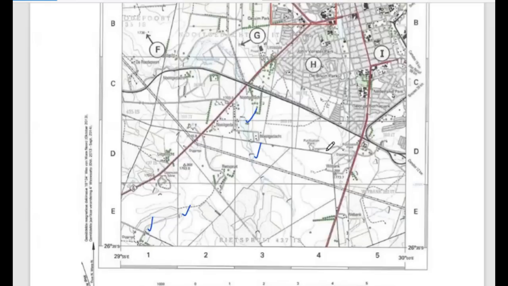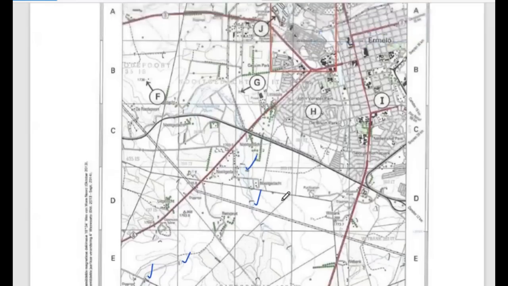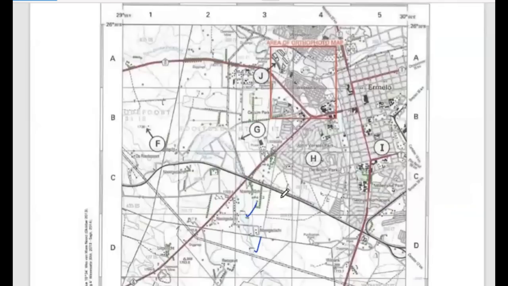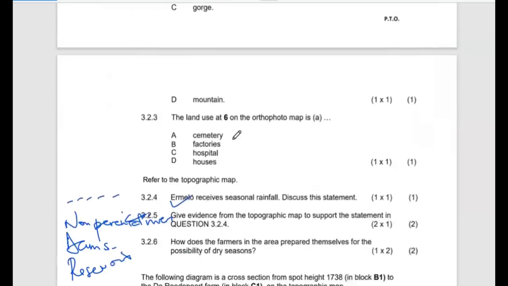And also, there are quite a number of dams that you can actually see, which suggests that these farmers have prepared themselves for the dry season. They can harvest water from the dams to support their crops, or also their livestock can find sources of water from those dams. That is apparently how those farmers have prepared themselves for the dry season.